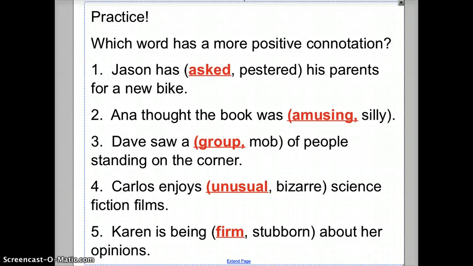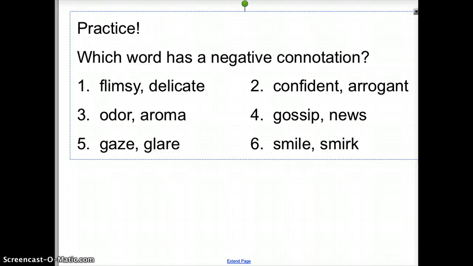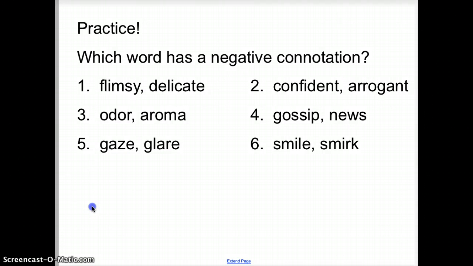Here are the answers. Jason asked his parents. Anna thought the book was amusing. David saw a group of people. Carlos enjoys unusual science fiction films. Karen is being firm about her opinions. So let's do the opposite now. Which one has a more negative connotation of these word pairs?